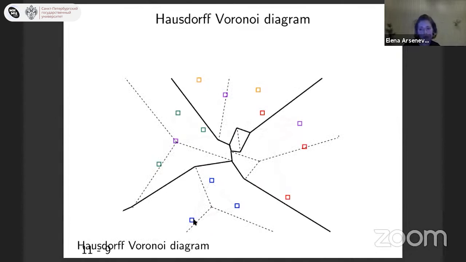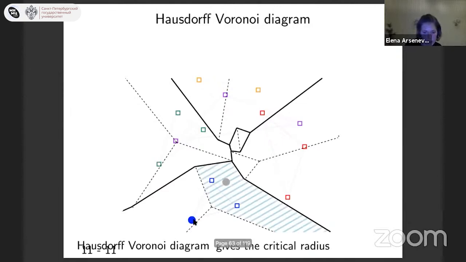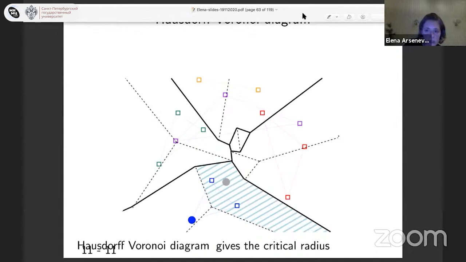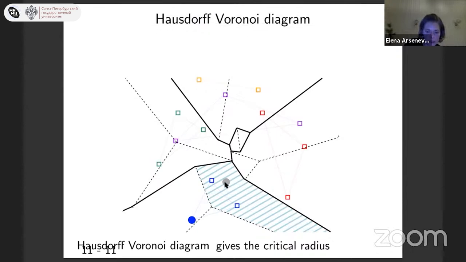And the Hausdorff Voronoi diagram gives me the critical area. For the point, it gives me the nearest cluster of the sites, I would say nearest color, according to the farthest distance in the color. So I'm in this blue region because the blue is the nearest, where the distance to a cluster is the distance to the farthest point of the cluster. So this is the point where my distance is reached. And this is exactly what I need if I need to overlap everything in one cluster, right?